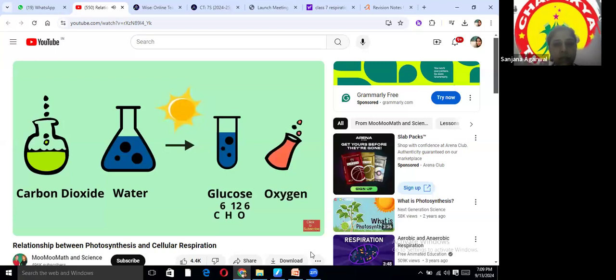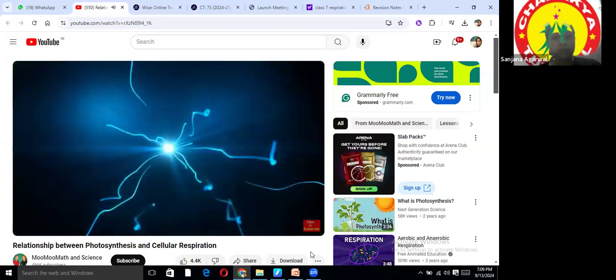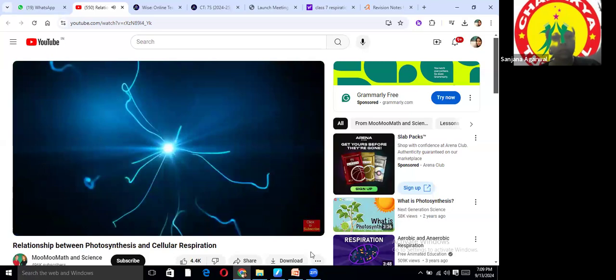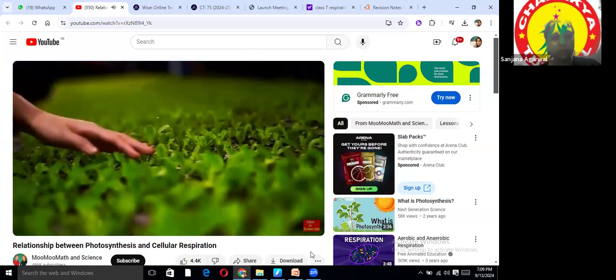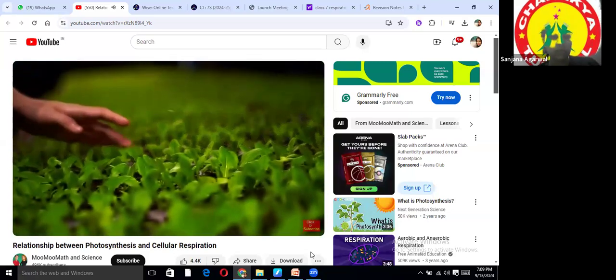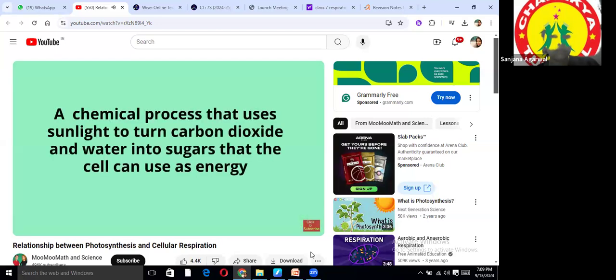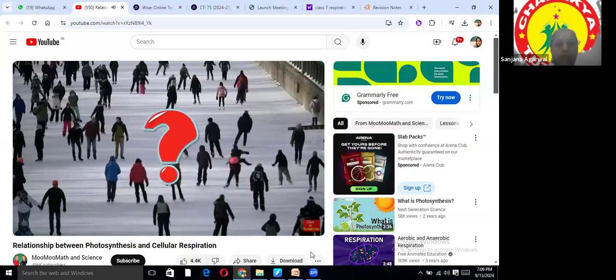Sugar created in the chemical reaction called photosynthesis is used by the plant to create energy. You could define photosynthesis as the process by which plants and other organisms make food. It is a chemical process that uses sunlight to turn carbon dioxide and water into sugars that the cell can use as energy. Now, why is cellular respiration important?